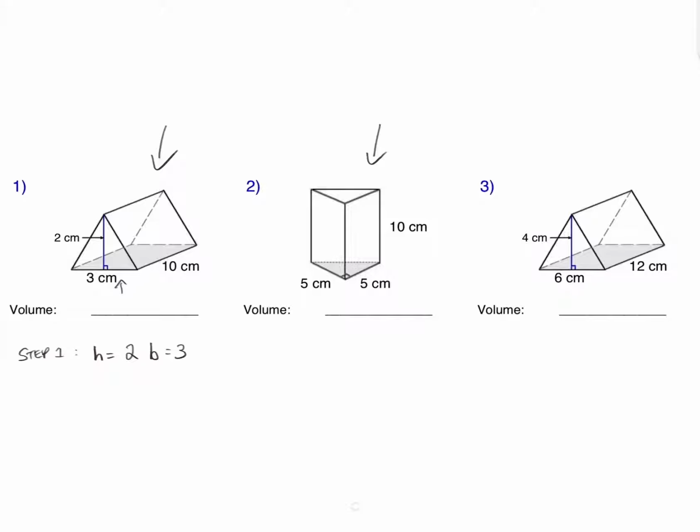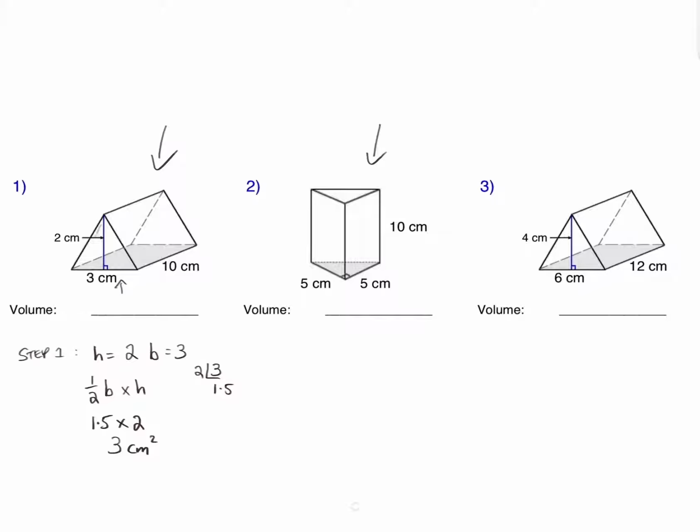Now, hopefully you remember, in order to find the area of a triangle, you half the base and then multiply that by the height. So here the base is 3. If we divide the base by 2, it would be 1.5, because if you divide 3 by 2, you get 1.5. So half of the base is 1.5, and we multiply that by the height, which is 2. So the area of the triangle is 3 centimeters squared.